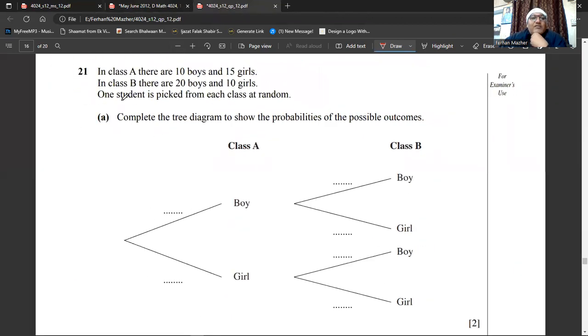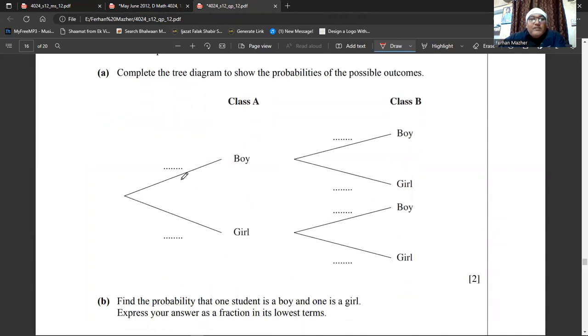Okay, so we have in class A, there are 10 boys and 15 girls. So the total number is 25. And in class B, there are 20 boys and 10 girls. So the total number is 30. So one student is picked from each class at the random. Complete the tree diagram to show the possibilities of the possible outcomes. So we have to complete this.